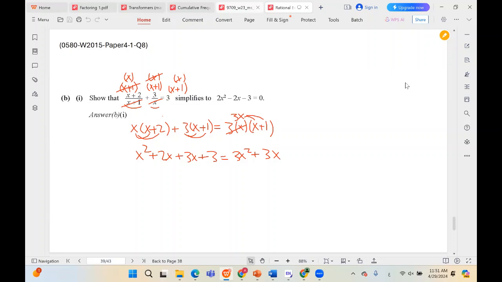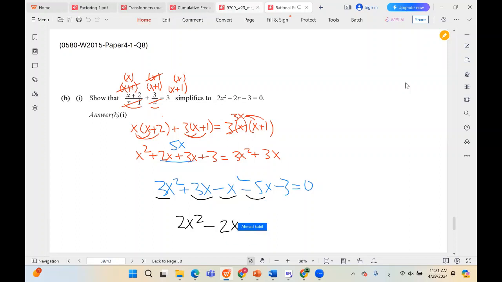First, we can simplify these two terms. They give us 5x. And then we move everything to the right-hand side. So we have 3x squared plus 3x minus x squared minus 5x minus 3. All of this is equal to 0. And then 3x squared minus x squared is 2x squared. And then plus 3x minus 5x is minus 2x. And then we have minus 3 equals 0.